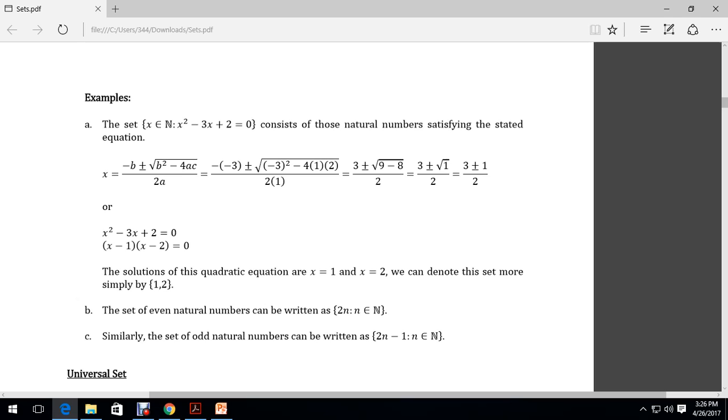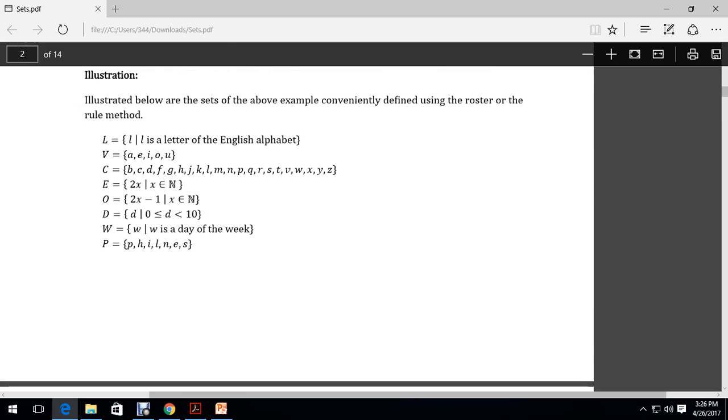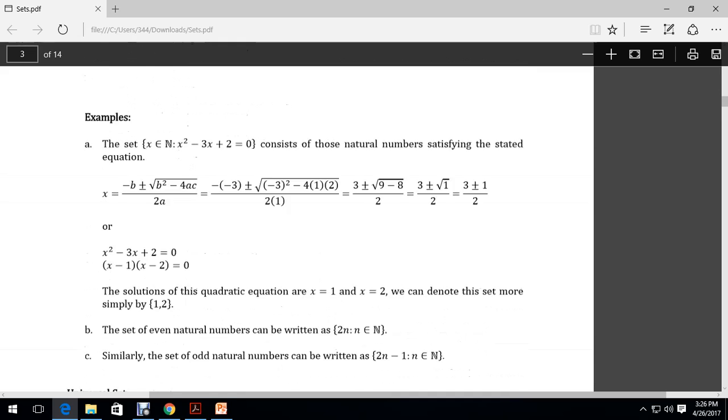Okay, I'll be skipping example B and example C, since these two are the same as the one that I presented for set E and set O in the previous illustration.